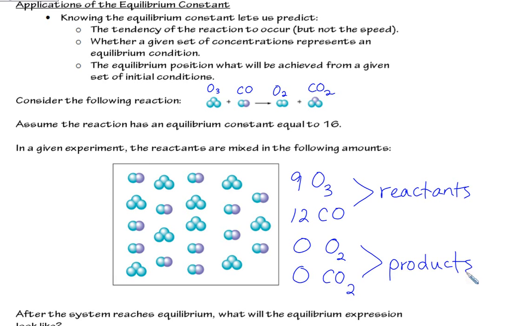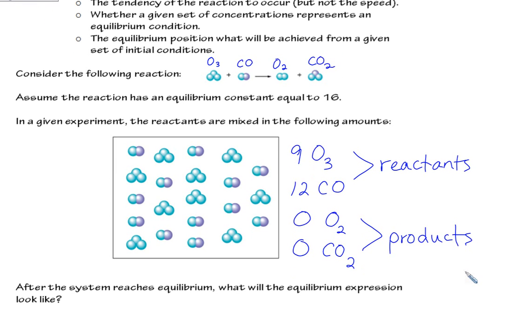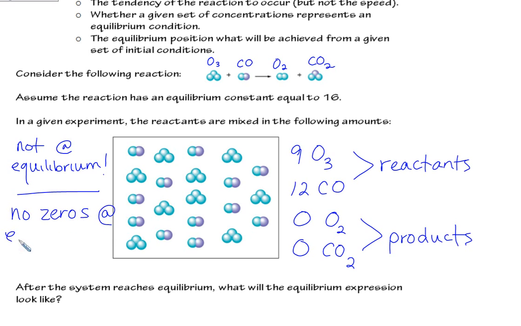Okay, this is very interesting. One of the first questions that they might ask us is, hey, with this mixture, can you tell if this is at equilibrium? Is the system at equilibrium, yes or no? I can tell you right now that this is not a system at equilibrium. When a system is at equilibrium, we should have the forward and the reverse both occurring simultaneously. So you can have no zeros at equilibrium.